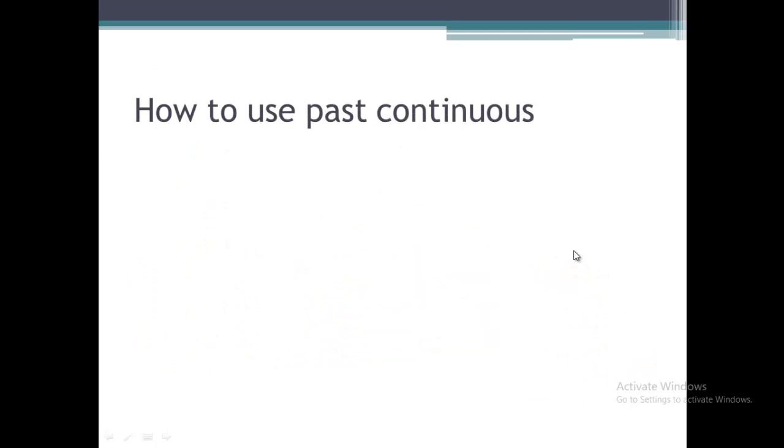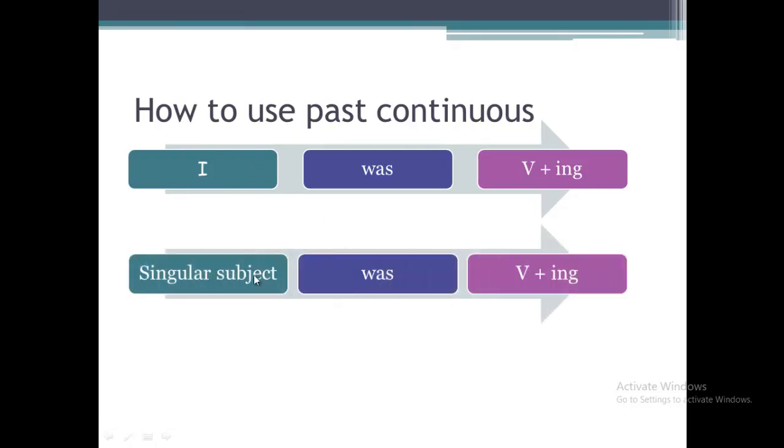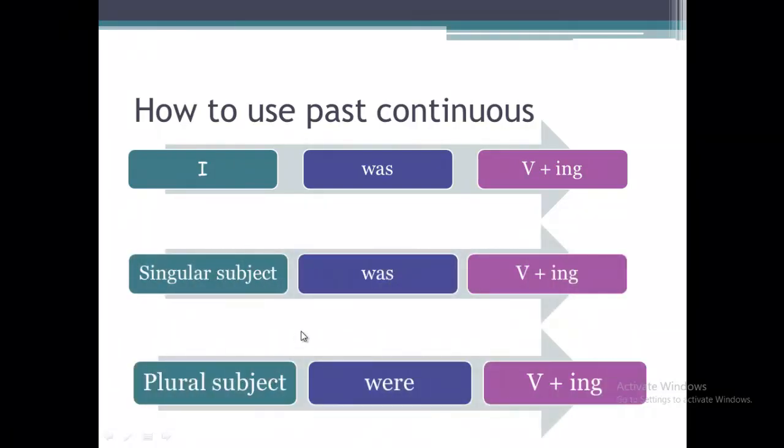Okay, how to use past continuous? It means the verb's form. The verb in past continuous is formed from 2 words: past form of verb to be plus verb with ing. Let's see. All active sentences must start with the subject, verb, then the object if needed. The subject could take the form of the pronoun I, singular nouns, or plural nouns. So if the subject was the pronoun I or a singular subject, verb to be would take the shape was plus verb with ing. Plural subjects would be were plus verb with ing.